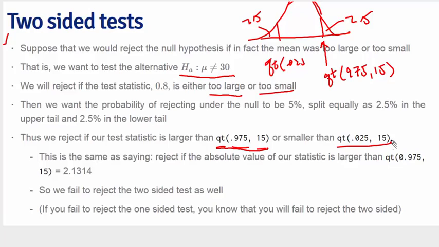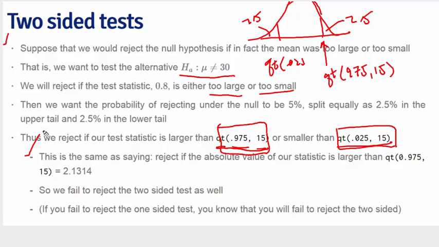That point right there. So we're going to reject if our test statistic is larger than this guy or smaller than this guy. However, because the lower quantile is the negative of the positive quantile, we can always say that's the same thing as taking the absolute value of our test statistic and rejecting if it is too large. That point is made right here.